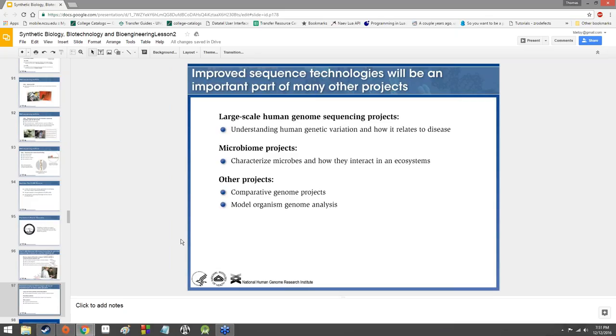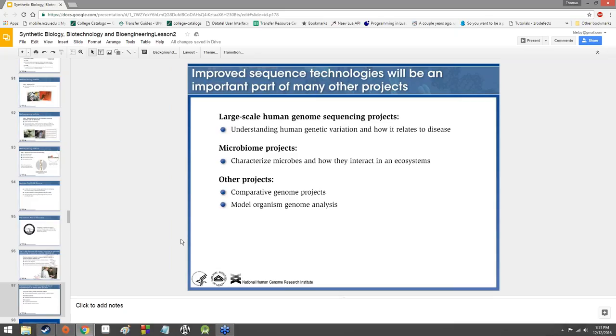Improved sequencing technologies will be an important part of many other projects. In addition to that, understanding human genetic variation and how it relates to disease will be one of those things. Characterizing microbes and how they interact in ecosystems, another one. Comparative genome projects, so seeing how a human's genome differs from a gorilla's genome, how a cat's genome differs from a tiger's genome, even though those two comparisons aren't necessarily fair. Seeing how a dog's genome compares to a monkey's genome, things like that.